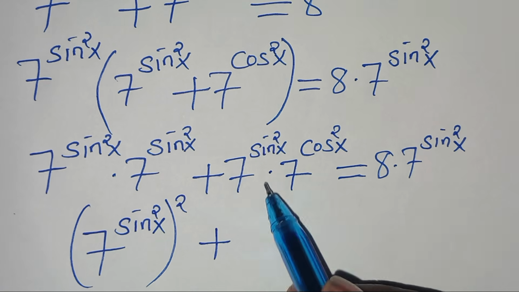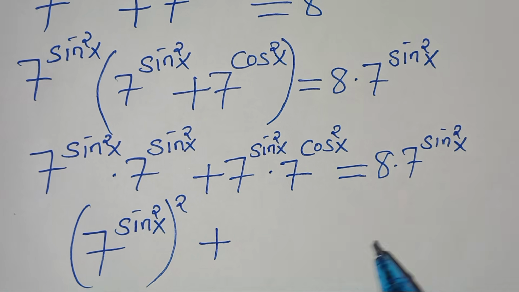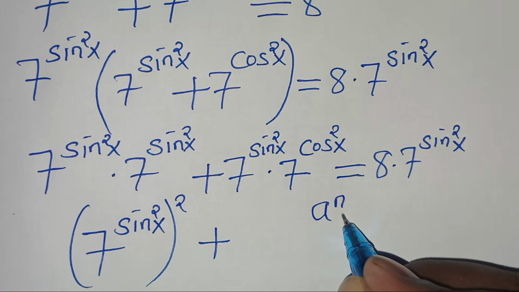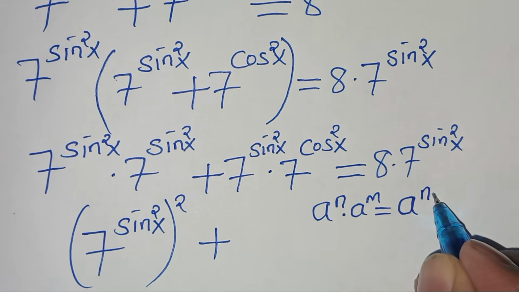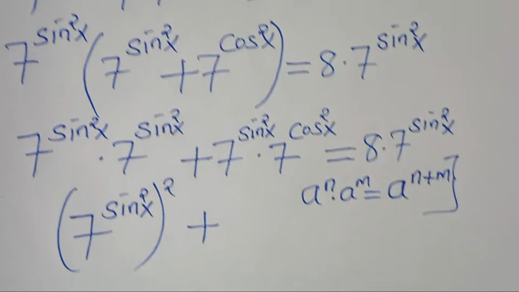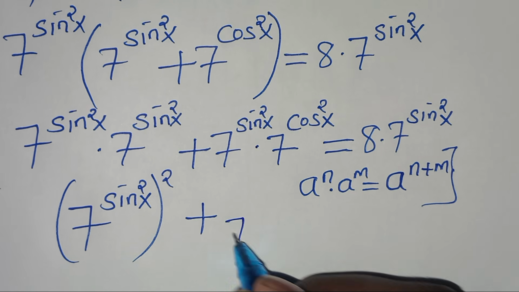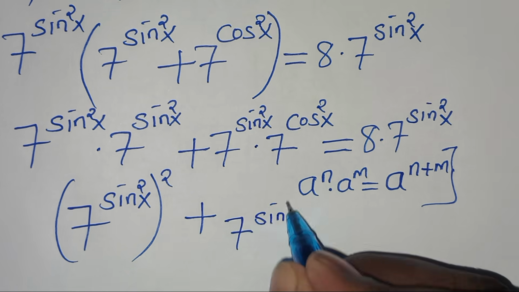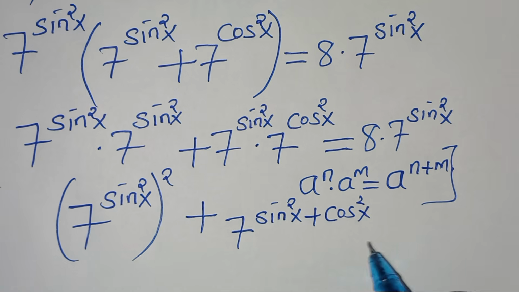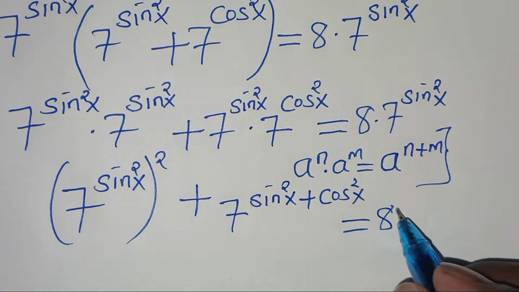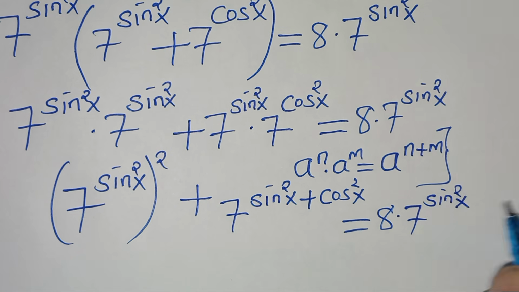Then plus. Now, we have 7 to the power of sine squared x times 7 to the power of cos squared x. This is in the form of a to the power of n times a to the power of m, which you can express as a to the power of n plus m. Applying this exponent property, then here we have plus 7 raised to the power of sine squared x plus cos squared x. This is equal to 8 multiplied by 7 raised to the power of sine squared x.